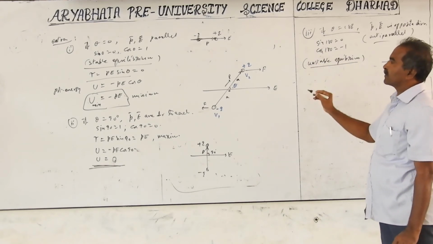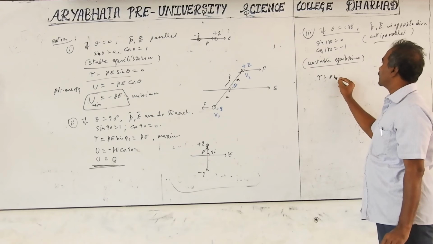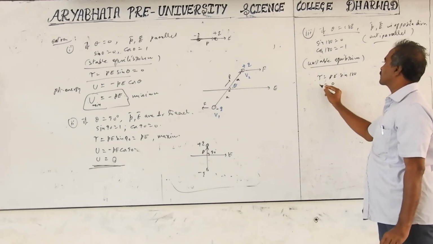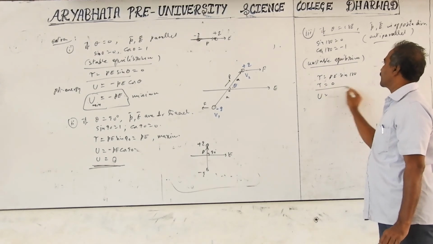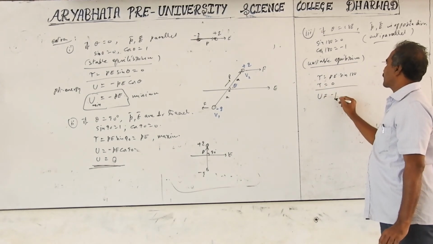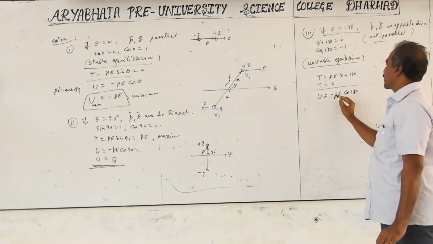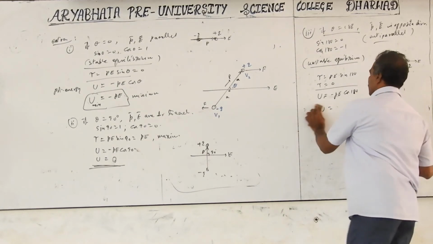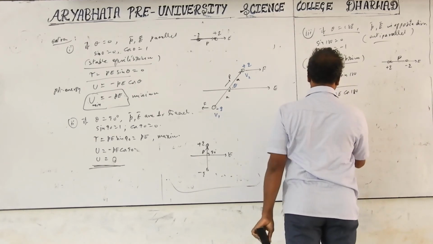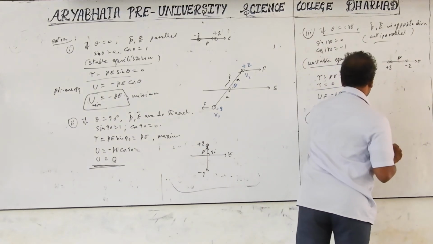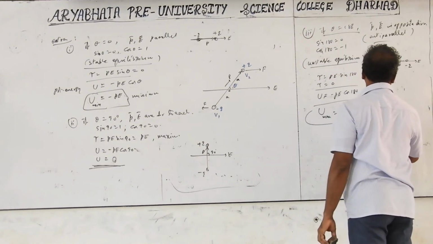But in that case, what happens to the torque? Torque is equal to PE sin theta. Sin 180 is 0, so the torque is 0. But the potential energy is U equal to minus PE cos 180. Cos 180 is minus 1, and minus times minus becomes plus. So U maximum equals plus PE only. This is the maximum potential energy.